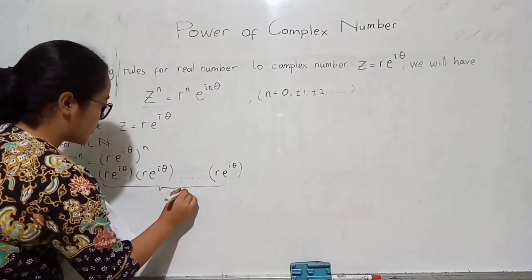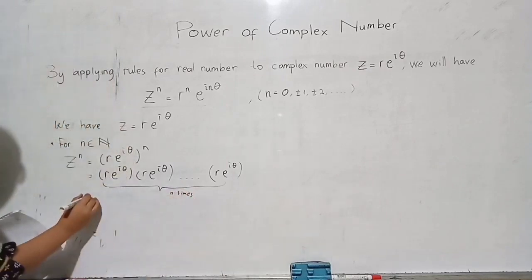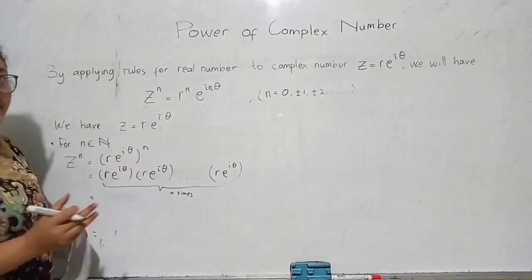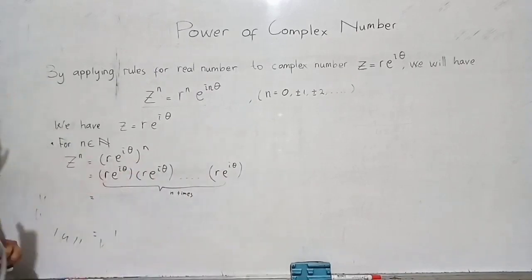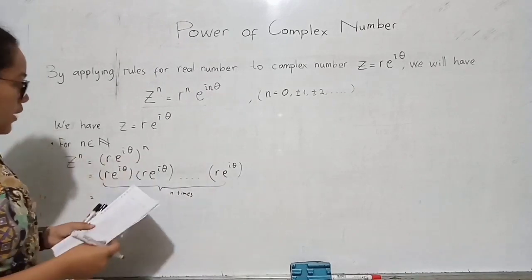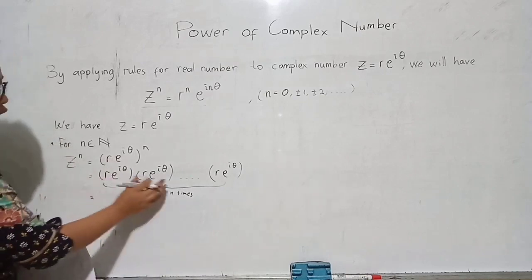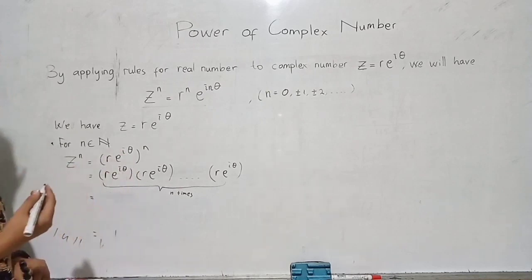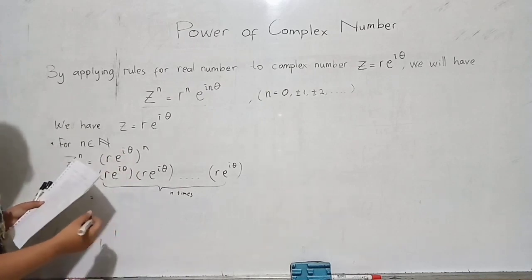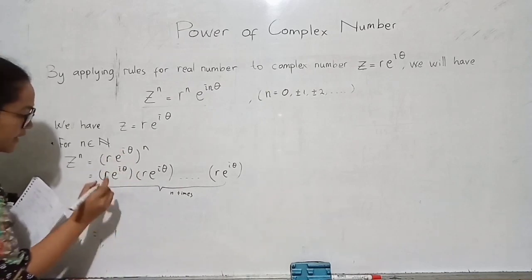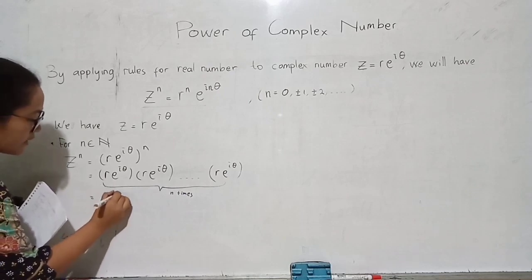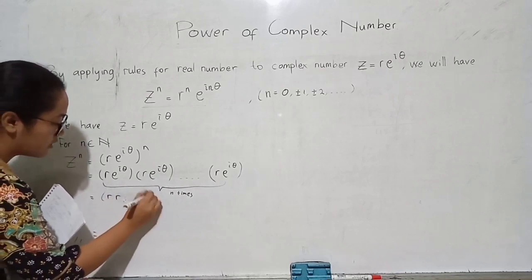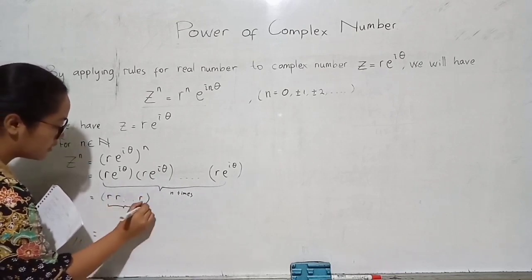Until n times. In this one, we know that it is a complex number, and before that, we already learned about the product of complex number. After applying the product rule of complex number, we will get r times r, and so on, also n times.